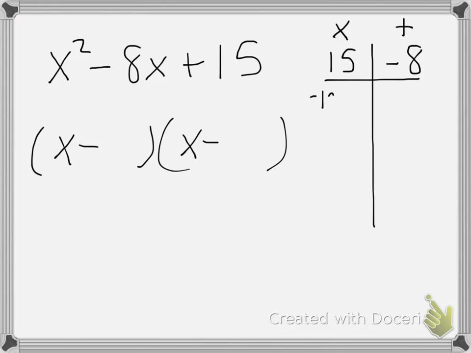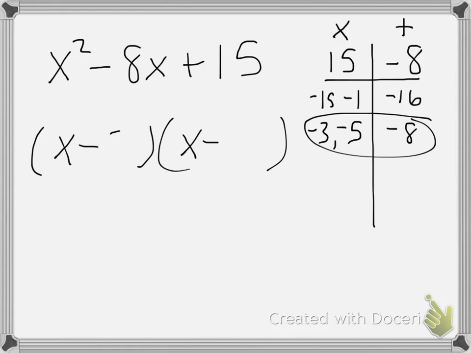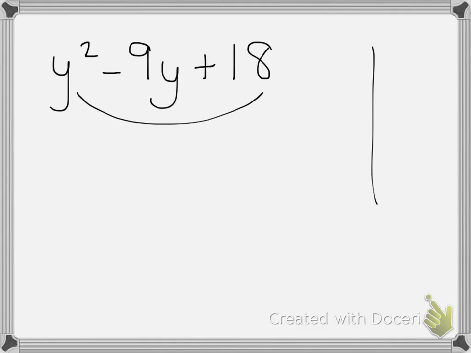So I've got -15 and -1. That adds to -16. I have -3 and -5. Those add to -8, so bingo. So it must be -3 and -5. Here's another one. So it multiplies to positive 18, but adds to -9.